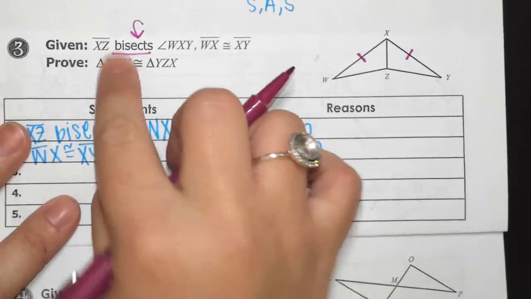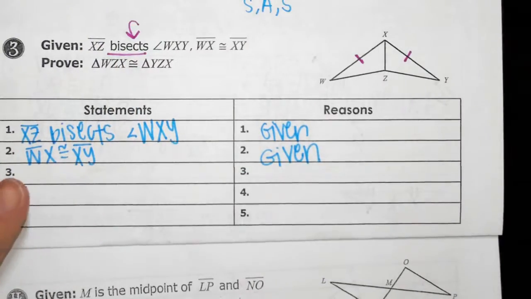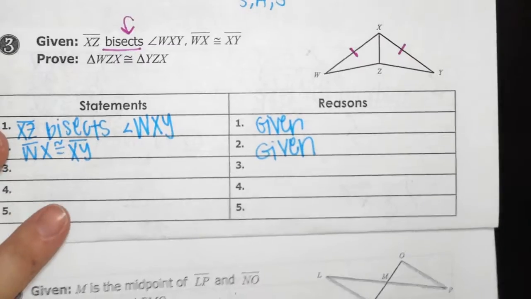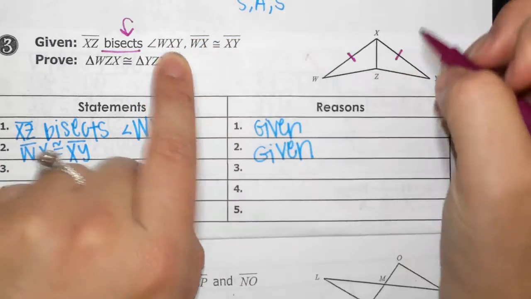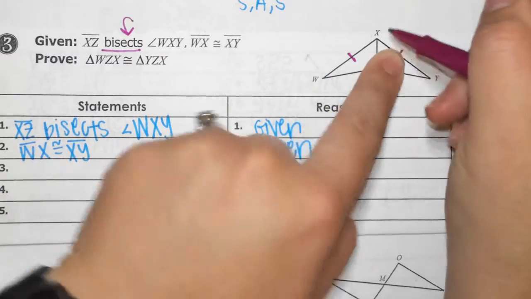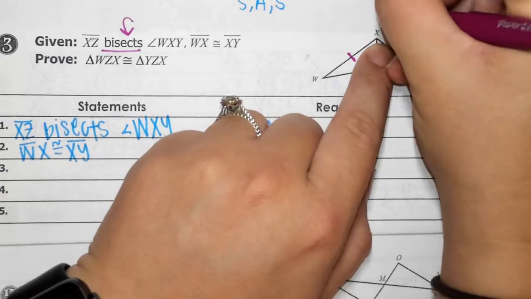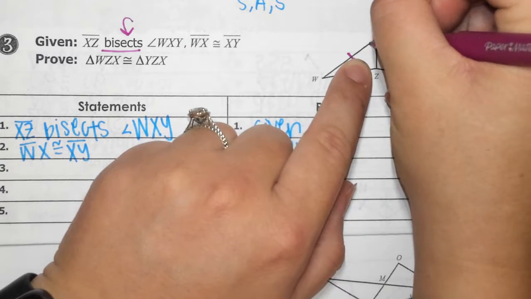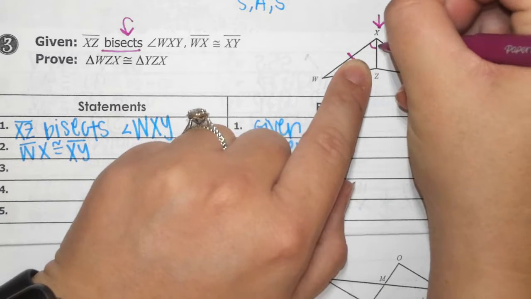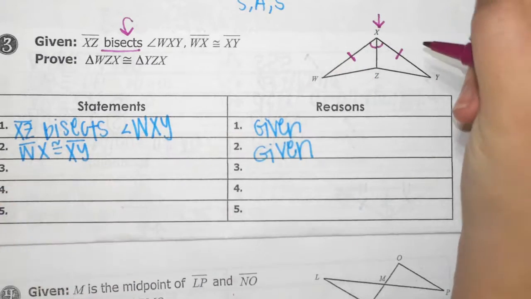Okay? So XZ, do you see XZ? Put your finger on XZ. It bisects angle WXY. Here's W, here's X, here's Y. So it bisects this angle right here. So that means this half is congruent to this half.